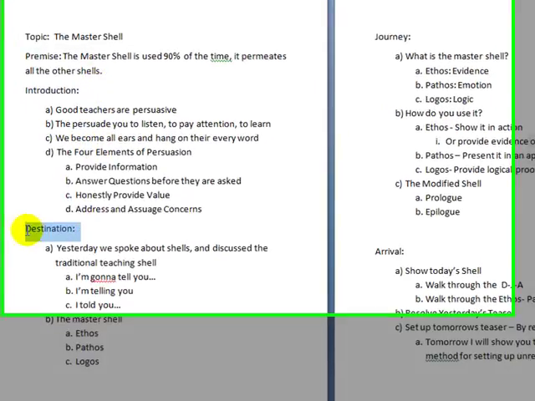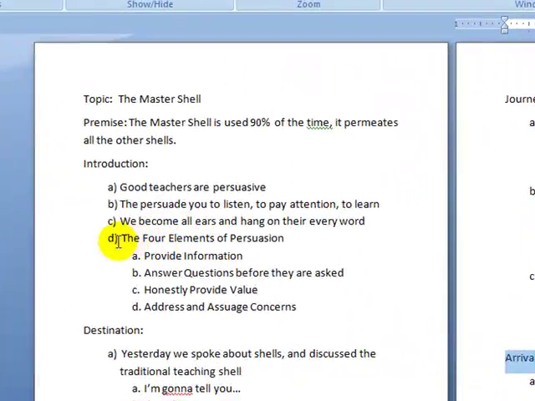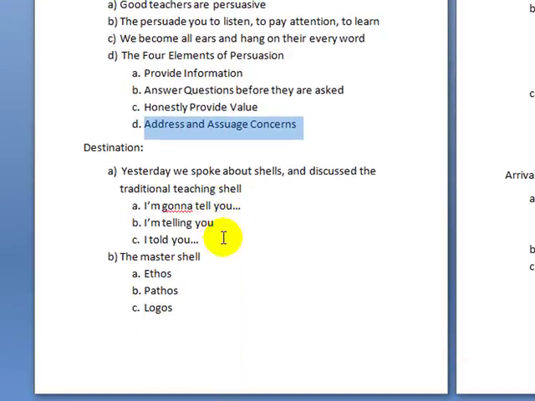Introduction, Act 1, I showed you the destination. Act 2, we took a journey together. Act 3, the arrival at our destination. Let's go through these one by one real quick. In the introduction, we talked about the 4 elements of persuasion, which are: we provide information, we answer questions before they are asked, we honestly provide value to our listeners, and we address and assuage their concerns. Then we took a look at the traditional shell for the tutorial, which simply goes, I'm going to tell you, I'm telling you, I told you.